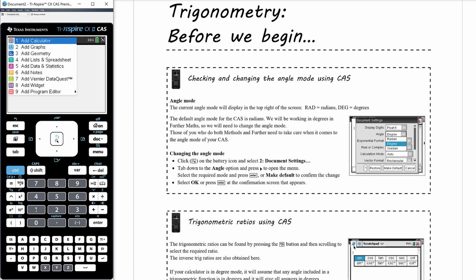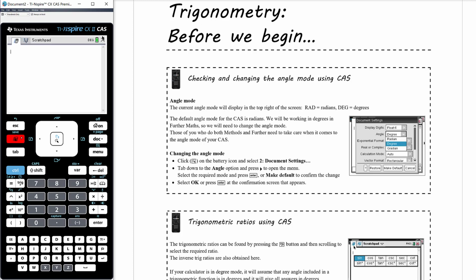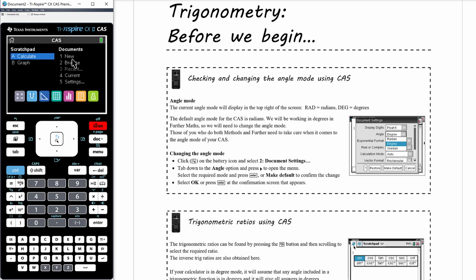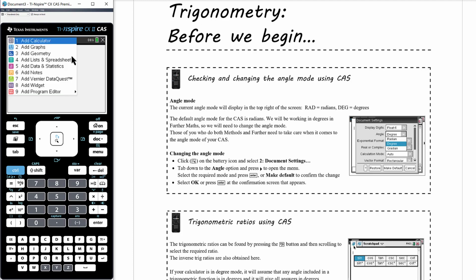So I would suggest that you work in documents for further maths, so you can keep your settings in degrees, and that you work in the scratchpad for maths methods, where you don't need to do anything more than algebra and graphing. That can be a nice way to keep the working separate and to allow you to work with separate modes across the two things. So given that, perhaps I'll work in the document mode then.